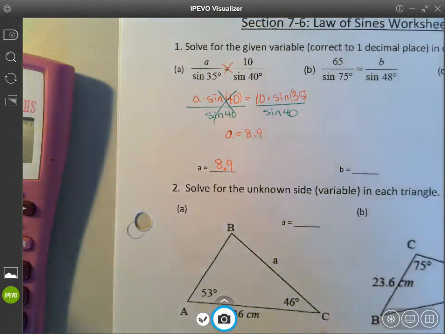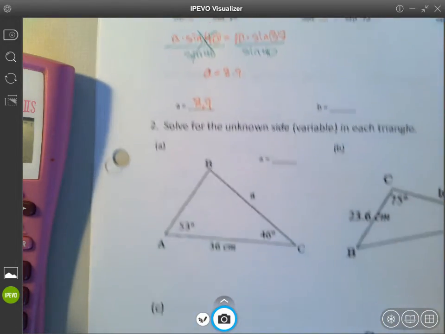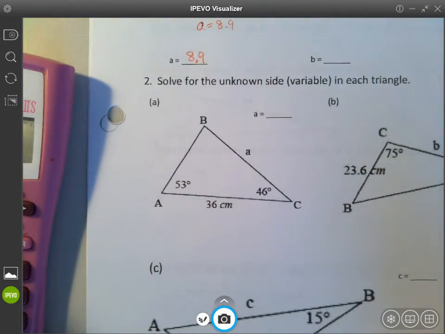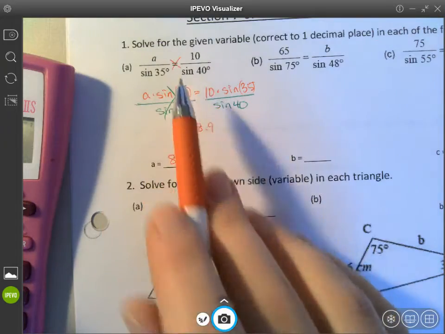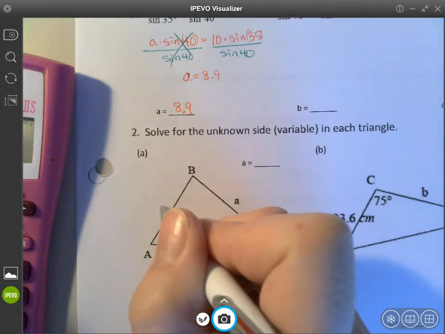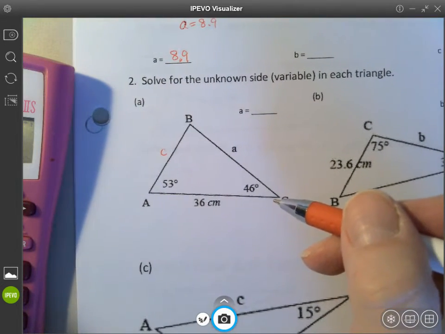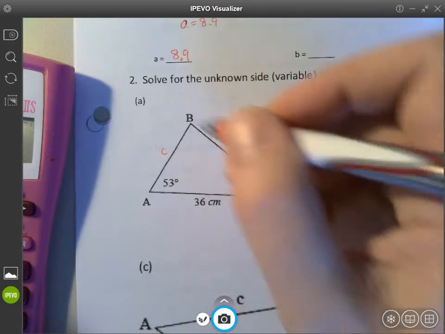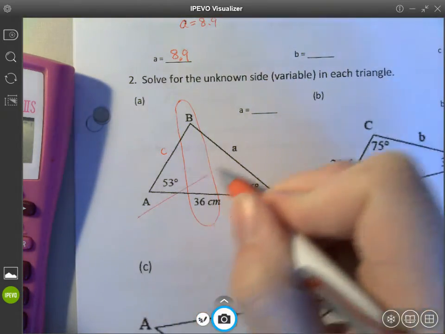Now, it says in number 2, solve for the unknown side variable in each triangle. So in parts A, B, and C, we are looking for a side. You're actually going to have the same thing you did up here, but we're looking for a side and we have to set it up. So we should see some work here. Here's the issue. I know angle C is 46, but I don't know side c. So that 46 is not helping me. I know that this side is 36, so I want to find angle B. And this is my other set that I'm using.